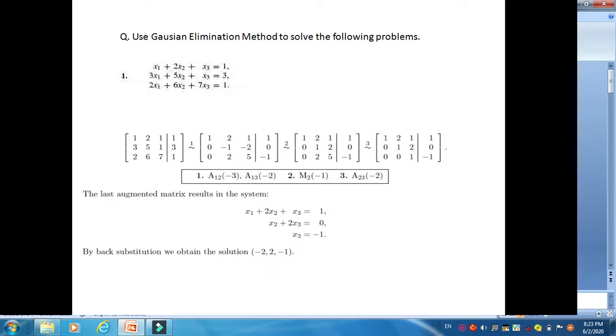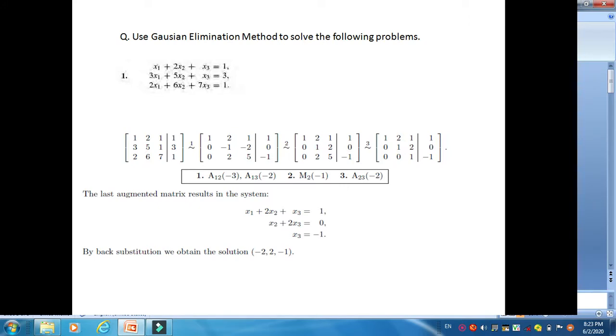Problem number 1. Use Gaussian elimination method to solve the following problems. Equation number 1 is x1 plus 2x2 plus x3 equals 1. Second equation is 3x1 plus 5x2 plus x3 equals 3. Third equation is 2x1 plus 6x2 plus 7x3 equals 1.